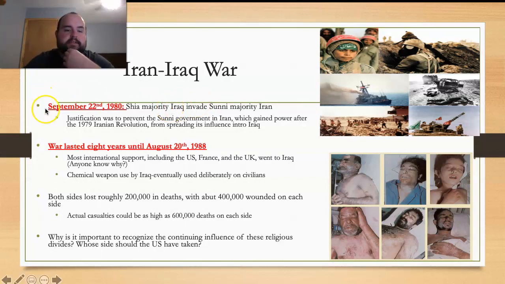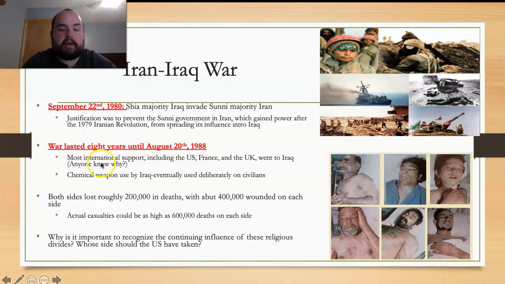Because of this, on September 22nd in 1980, the Shia majority of Iraq invaded the Sunni majority of Iran in order to prevent the Iranian Revolution and Sunni upsurge from spreading into and influencing Iraq. This war lasted 8 years and did not end until October the 20th, 1988.